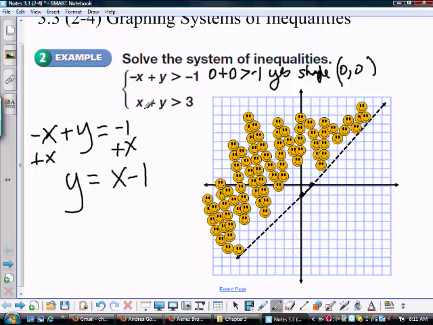All right, let me graph the other inequality and shade. So we have x plus y is greater than 3. I think I'll graph this one with intercepts. For the x-intercept, make the y be 0. The x-intercept is 3. 1, 2, 3. To find the y-intercept, make x be 0. The y-intercept is 3. 1, 2, 3. Make that one with a dashed or dotted line.